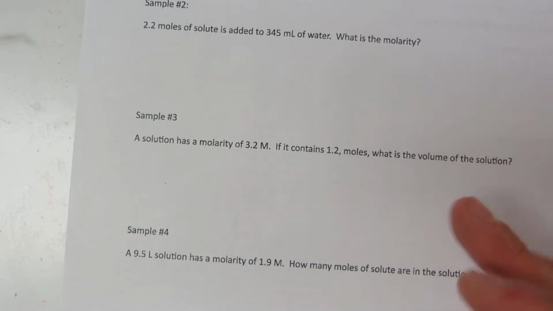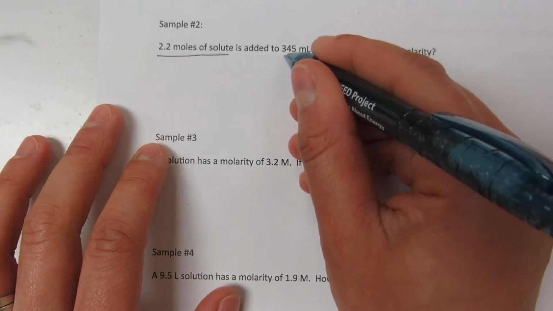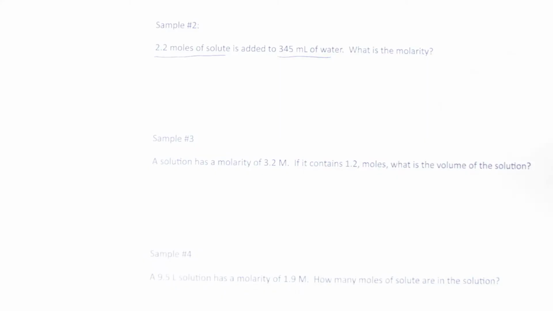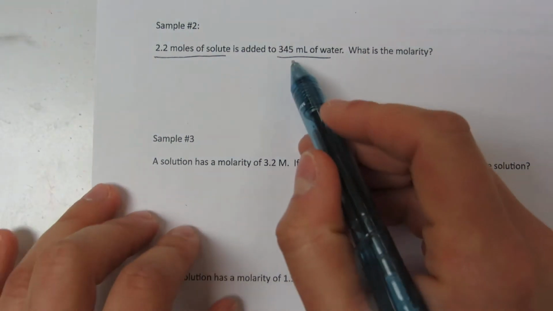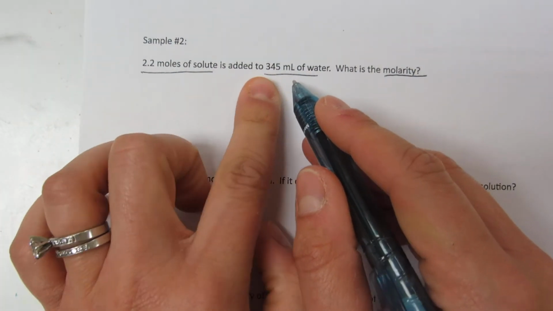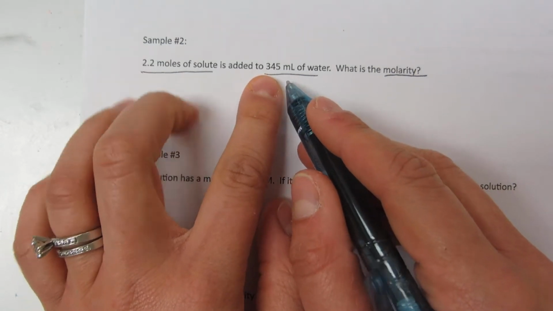All right, so let's say we have 2.2 moles of solute added to 345 milliliters of water. Sorry, I get the light again. Okay, 345 milliliters of water. What's the molarity? All right, so one little kind of red flag here. This is milliliters, so I need to get that to liters first.